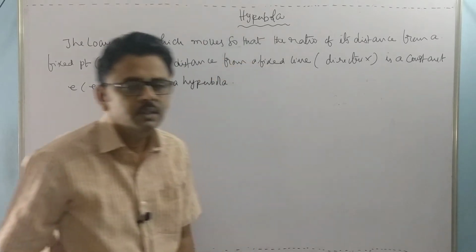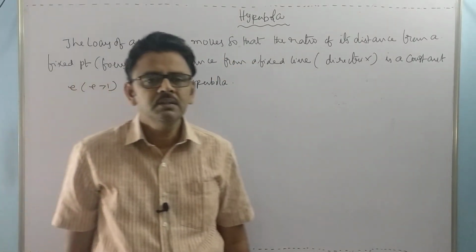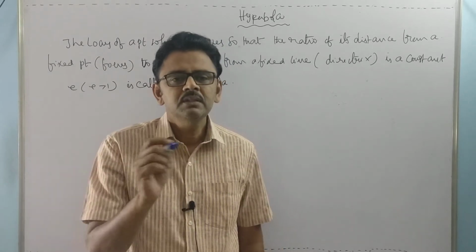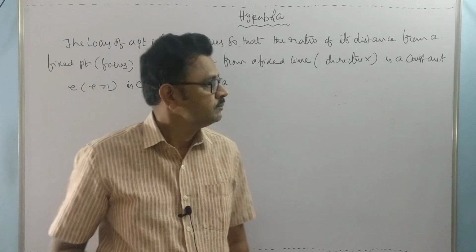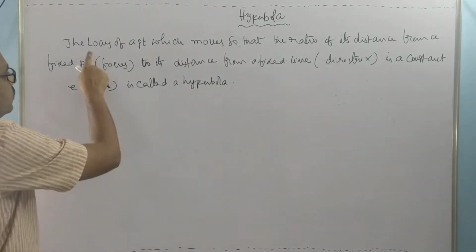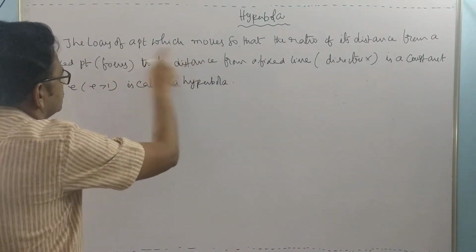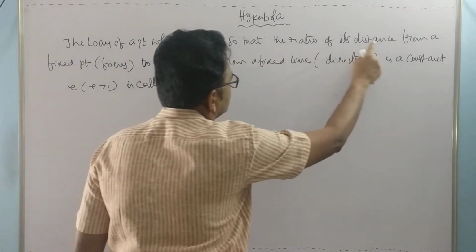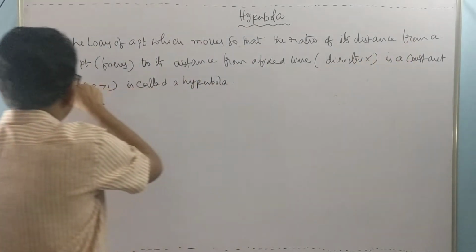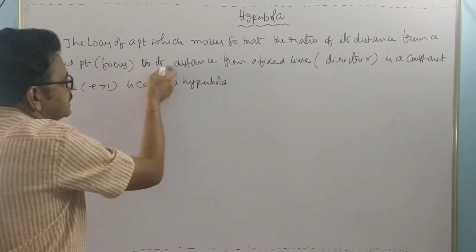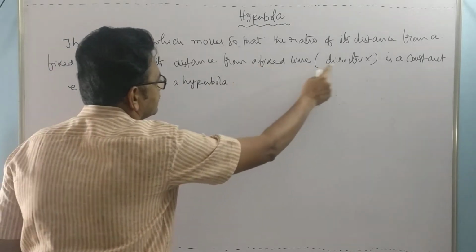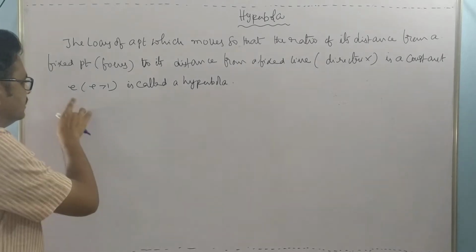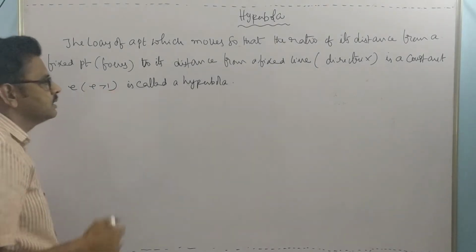Hyperbola: a conic is said to be a hyperbola if its eccentricity e is greater than 1. Simply that is called a hyperbola. Or the locus of a point which moves so that the ratio of its distance from a fixed point, that is called a focus, to its distance from a fixed straight line, that is called directrix, is constant e, where e is greater than 1, is called a hyperbola.